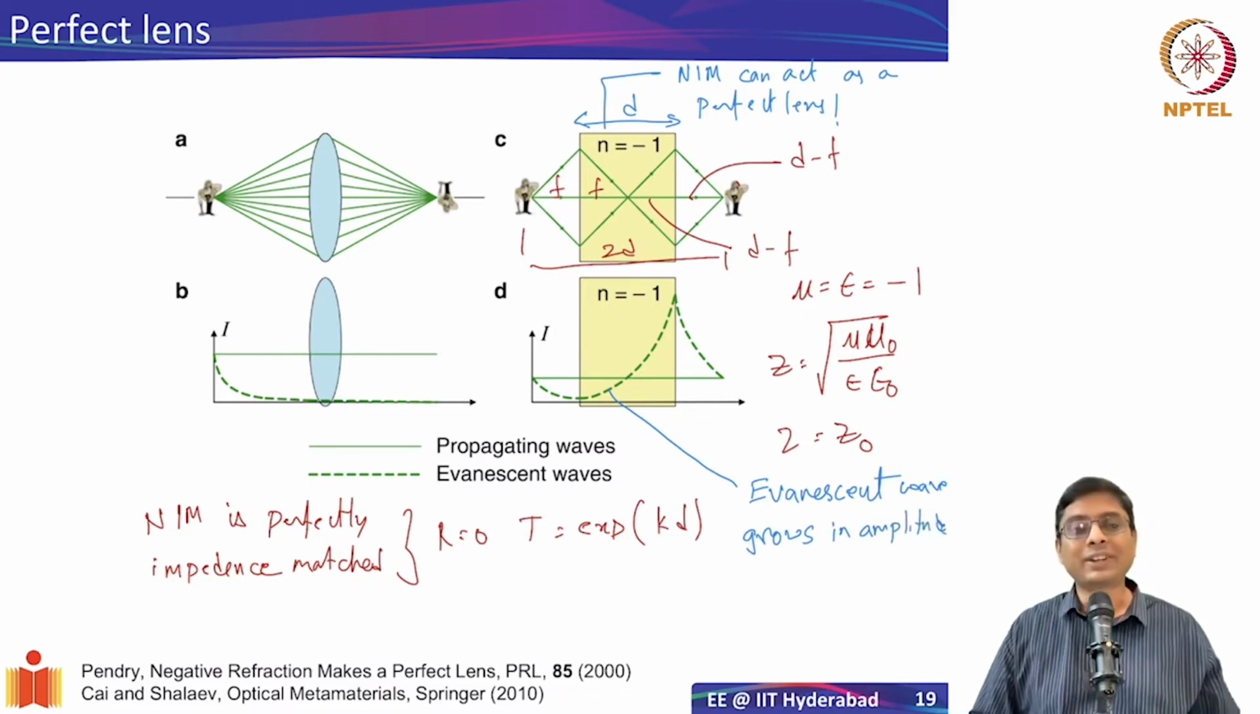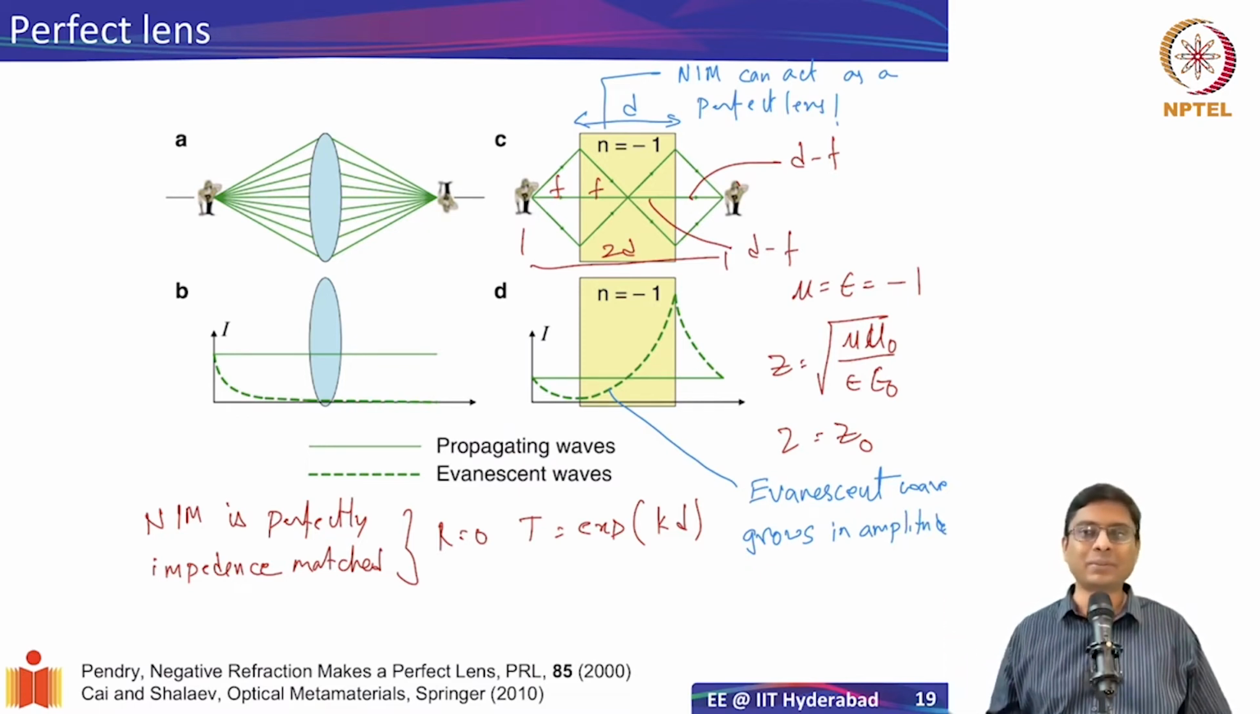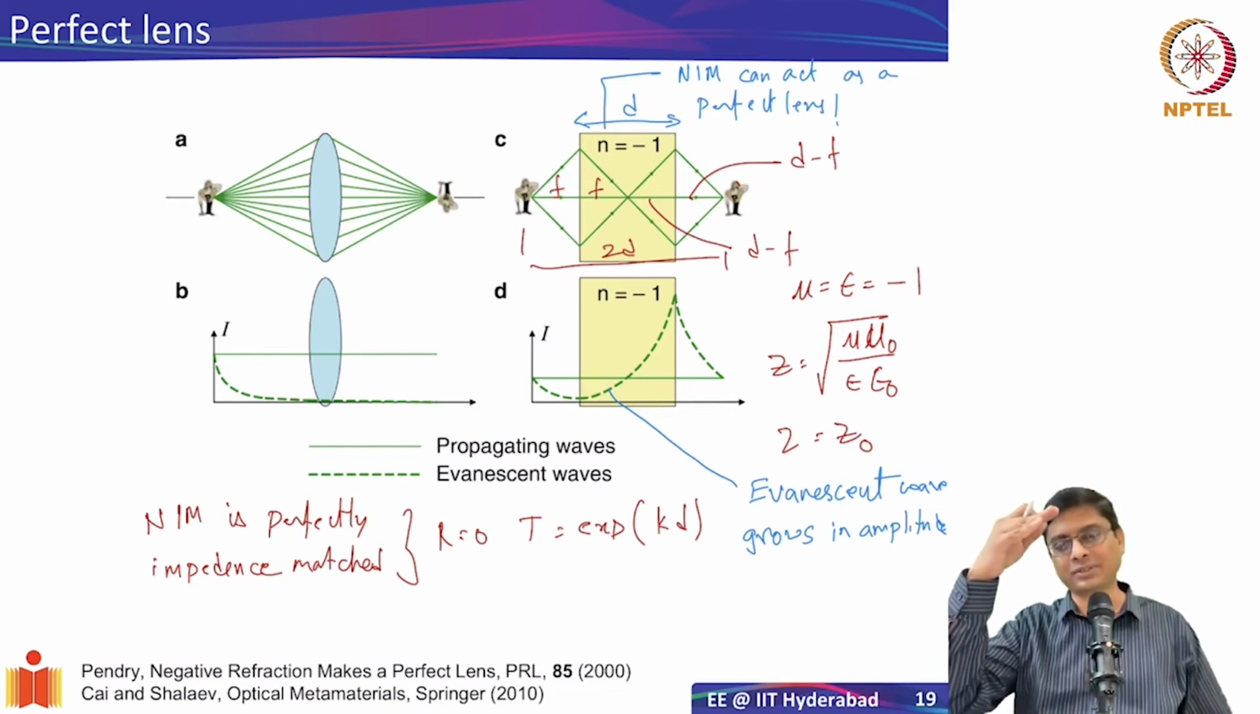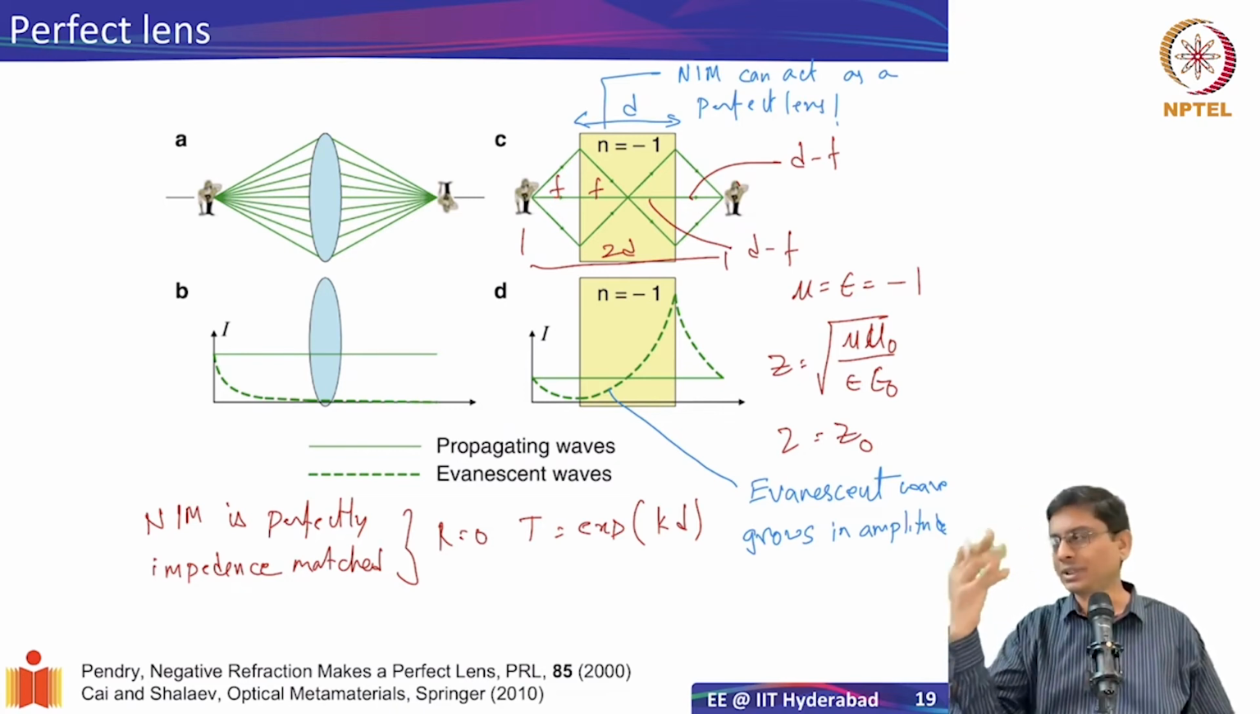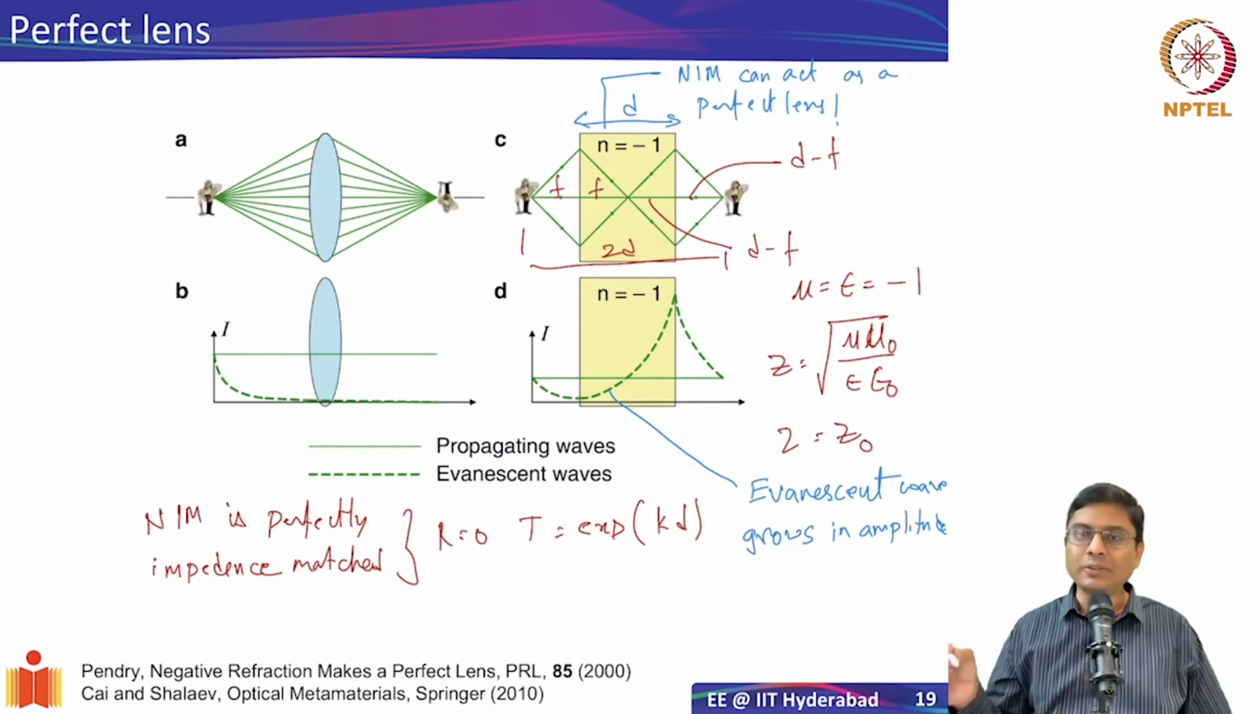Do you remember what an evanescent wave is? We said that there are certain frequencies which cannot be supported by the medium, so the wave vector essentially becomes imaginary, and that component of the image decays, right? But now if you have a negative index, the phase velocity is going to be opposite, and we can actually show mathematically that the evanescent wave gets amplified inside the negative index medium, and then after that again it decays. Eventually you get the same amount of information as was there in the object.